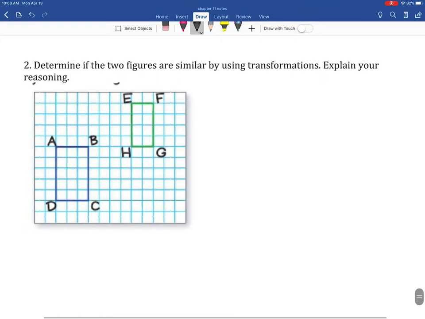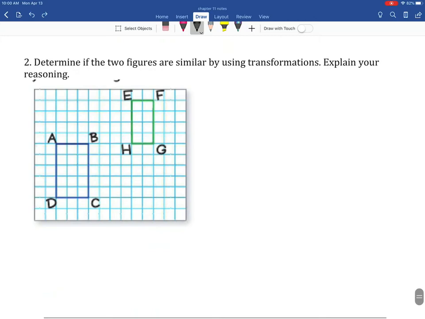Determine if the two figures are similar by using transformations and explain your reasoning. Okay, well, it looks like they're both rectangles, and it looks like if I moved this green one down and over there, I would get the same figure in the same position. I could also move this one over here and this one up here. So I could translate it some sort of way.